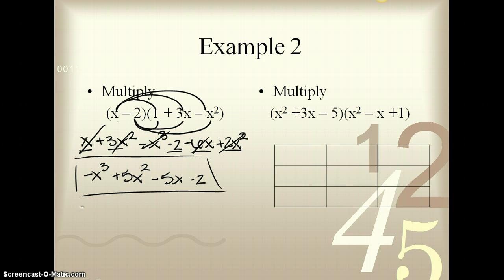You're actually done. So this one's just, again, distributing it. By distributing the x first and then the negative 2, you ensure you have the full distribution done in order to make sure that you multiplied the entirety of both polynomials together.